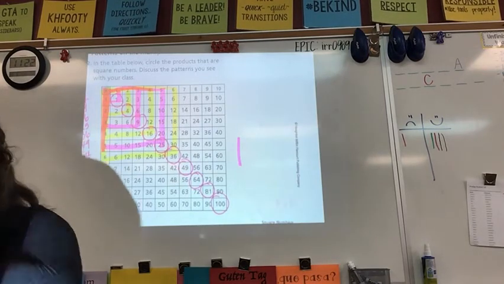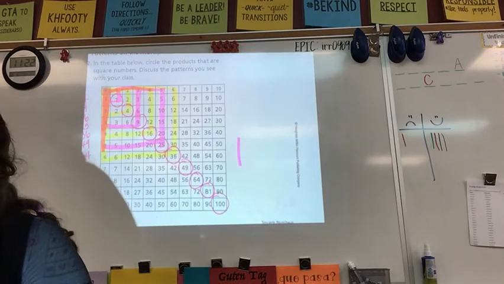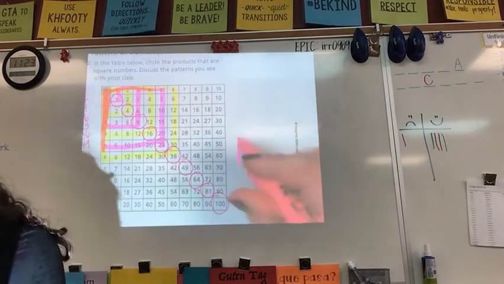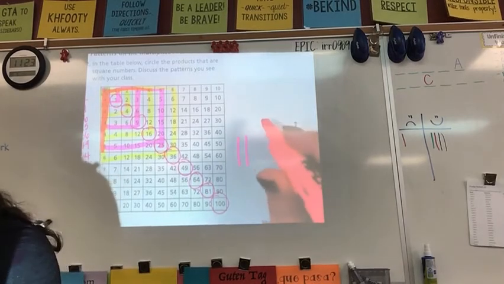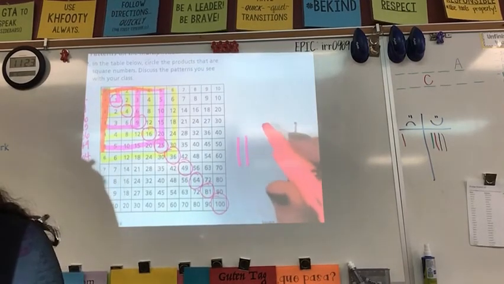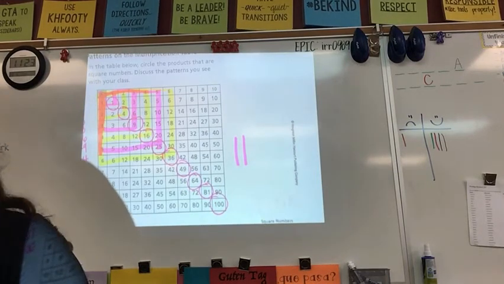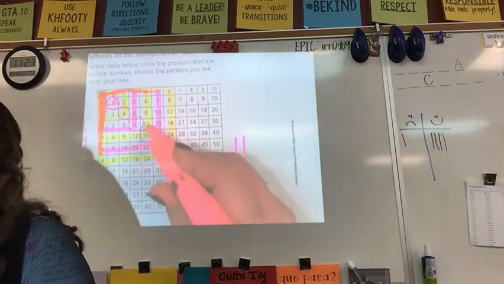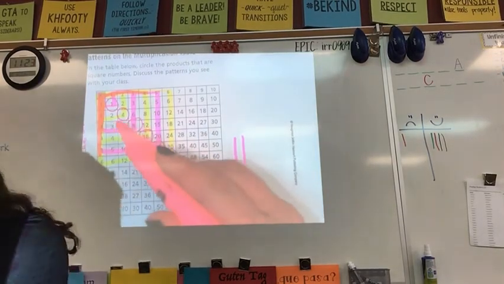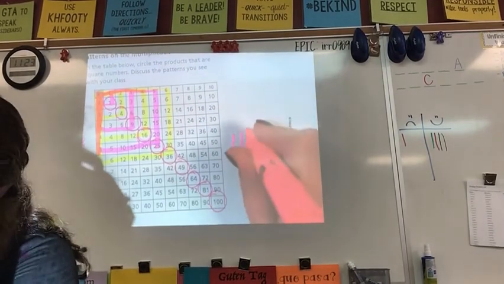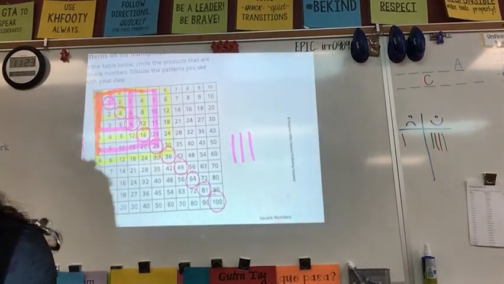Macy, 6 times 6 equals 36. Is that a square number? Yes, it is. Let's see. Jade, 2 times 8 is 16. Is that a square number? No, even though 16 is a square number, when I do it with 2 times 8, it's not making a square, right? Nice work. It's making a rectangle.